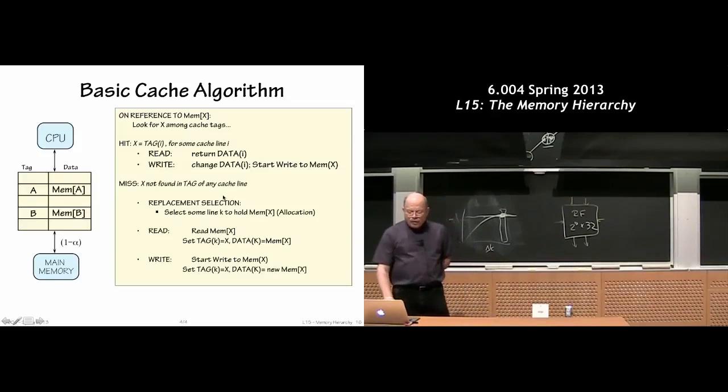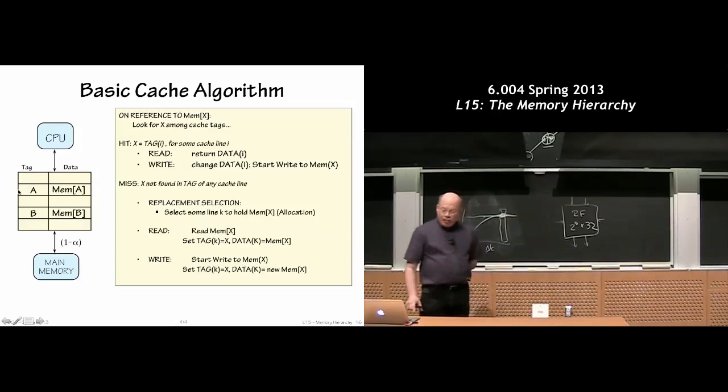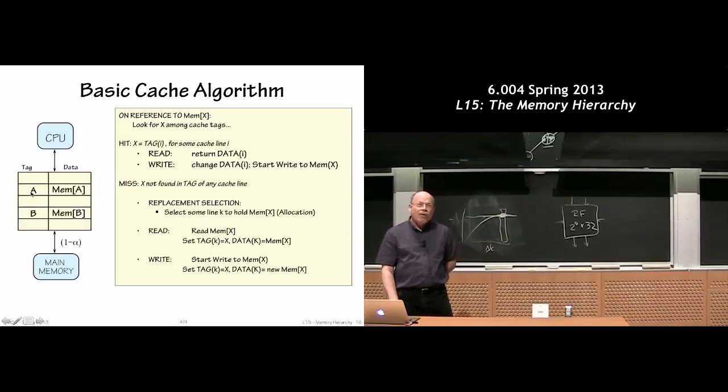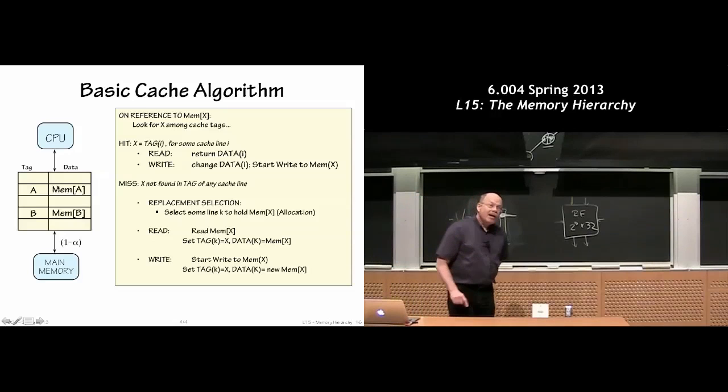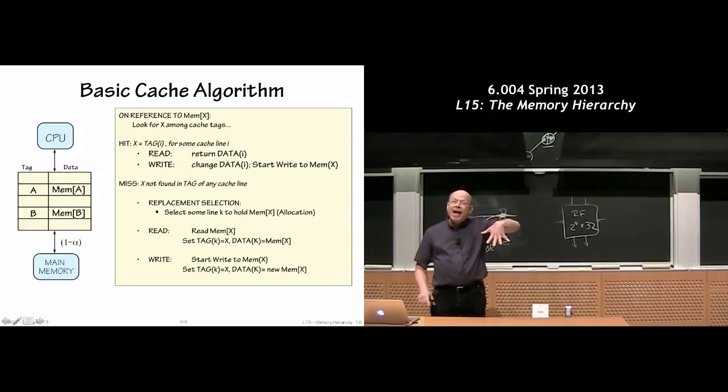So the basic algorithm is the CPU will produce an address, and we'll have this cache, which we're representing here as a table. The table contains both information about which addresses are stored in the cache, and the actual memory contents of those addresses. So the cache knows two things. It knows which addresses it has, and it has the contents of those addresses. That makes sense?